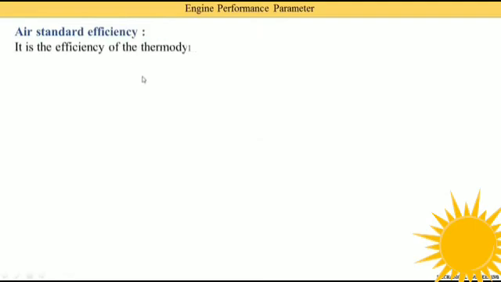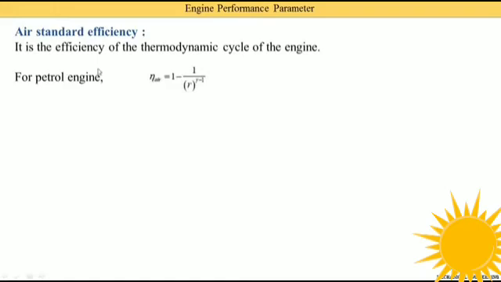Air standard efficiency. It is the efficiency of the thermodynamic cycle of the engine. In case of petrol engine and diesel engine, this efficiency is different. For petrol engine it is 1 minus 1 upon r raised to gamma minus 1, and for diesel engine it is 1 minus 1 upon r raised to gamma minus 1 into bracket rho raised to gamma minus 1 upon gamma into rho minus 1.